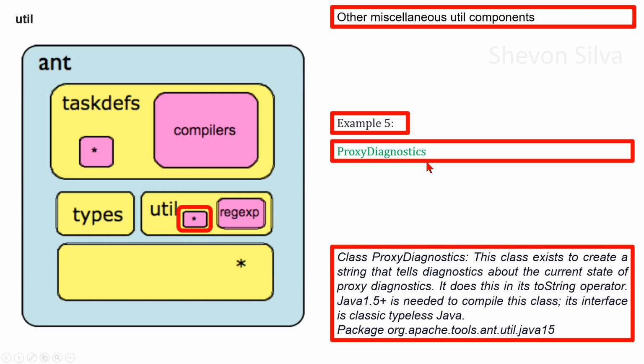Class ProxyDiagnostics. This class exists to create a string that tells diagnostics about the current state of proxy diagnostics. It does this in its toString operator. Java 1.5 plus is needed to compile this class. Its interface class is classic typeless Java. This is in the package org.apache.tools.ant.util.java15.